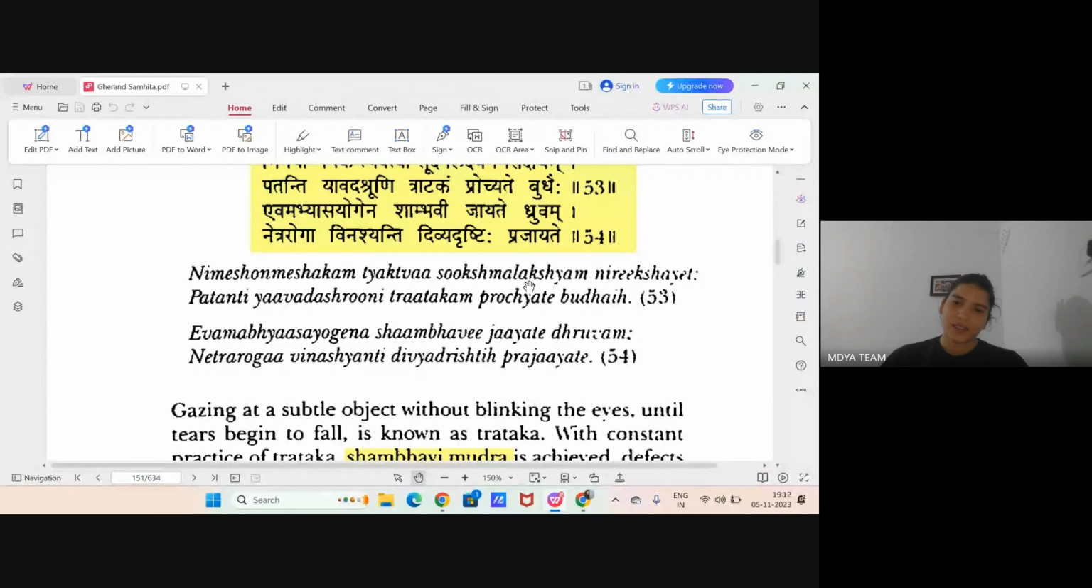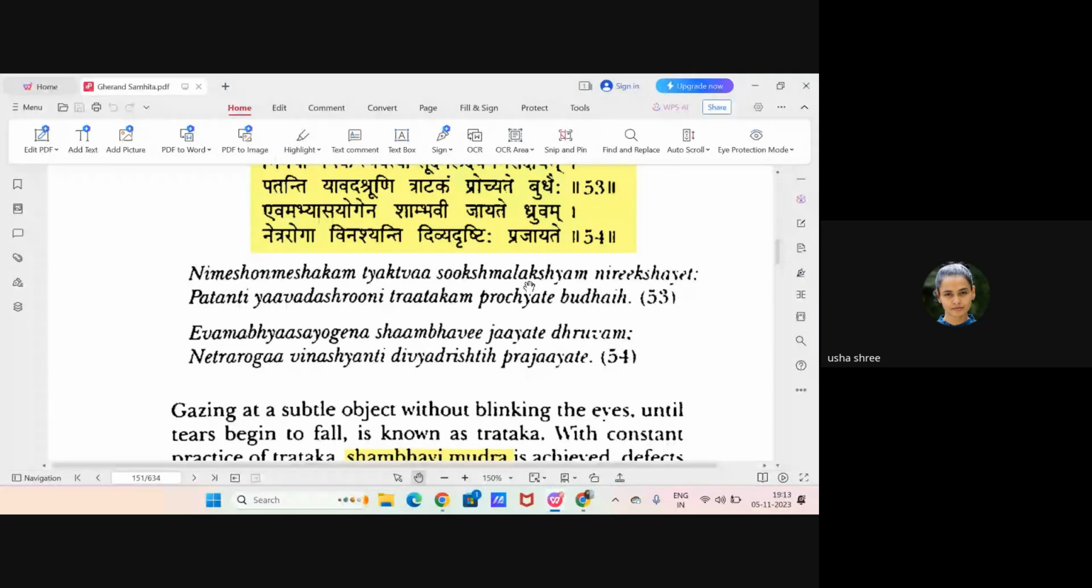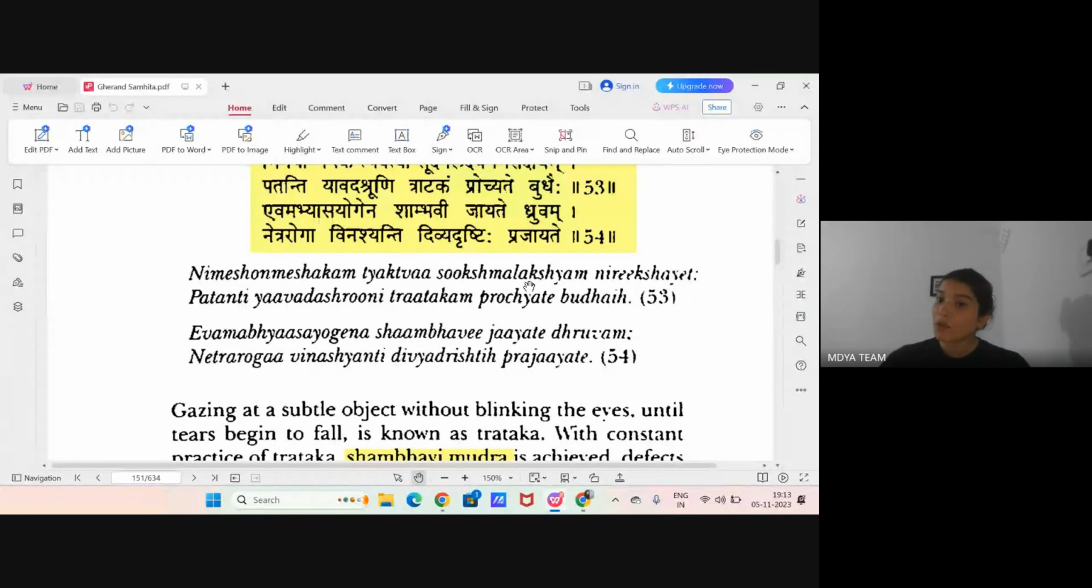Very good. And anybody else? Where have we got the Divya Drishti? Kapalarandhra Dhauti, then Neti, then we have got it in Trataka. As of now, only in three places. Okay, good. So you have to repeat.